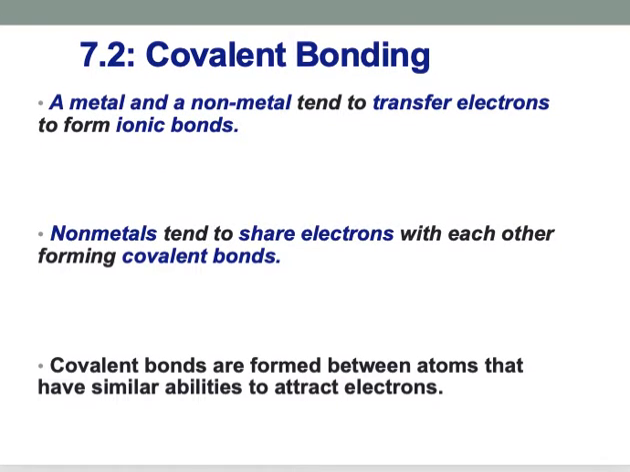A metal and a nonmetal tend to transfer electrons. Oh, this is covalent bonding. We're going to start this in the next video.